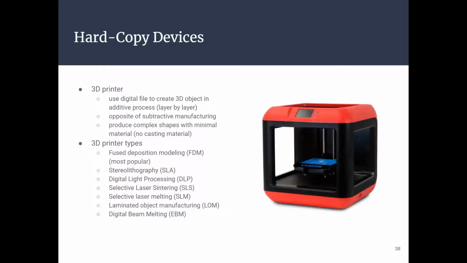Now, we'll move to 3D printers. We use a digital file to create 3D objects in an additive process, in other words, layer by layer. This is the opposite of subtractive manufacturing. This allows us to produce complex shapes with minimal material. In other words, we don't have any casting or dies required.